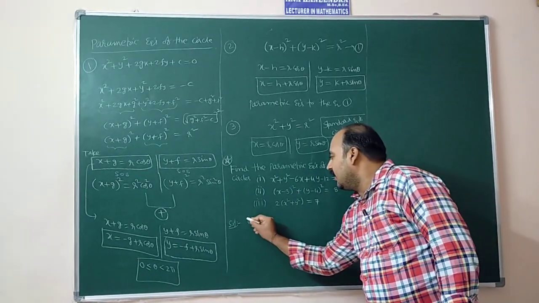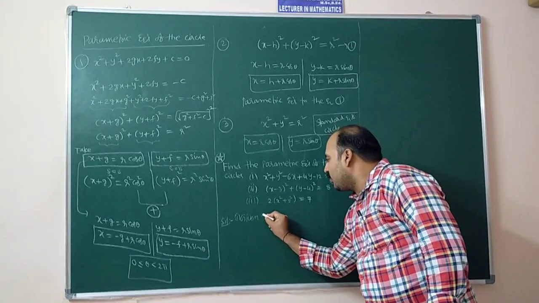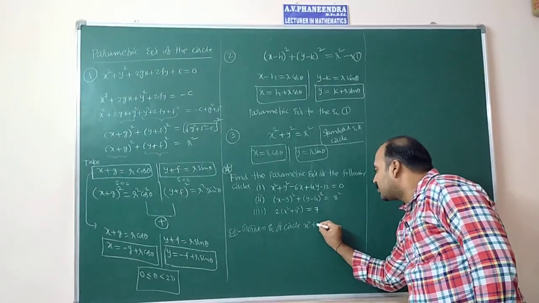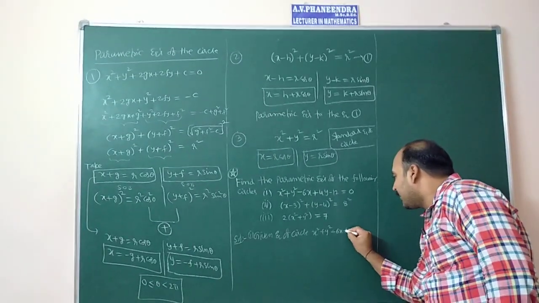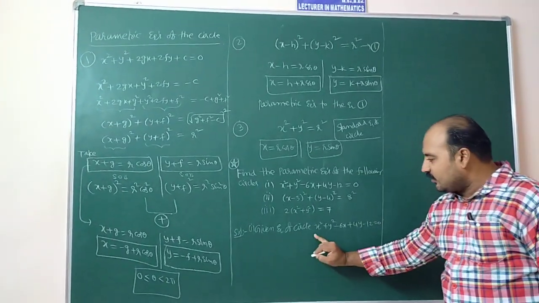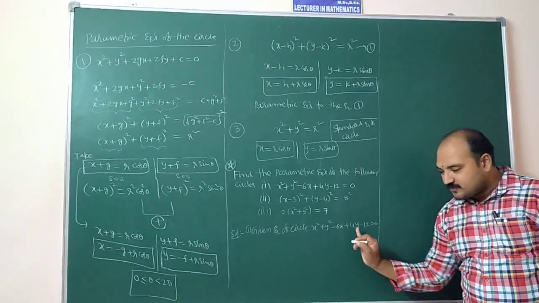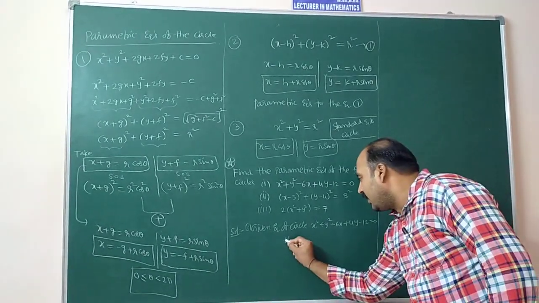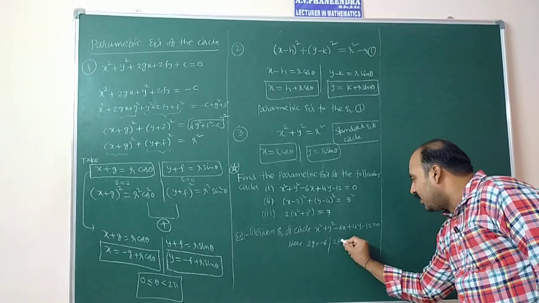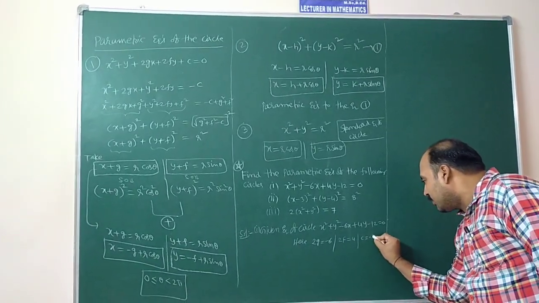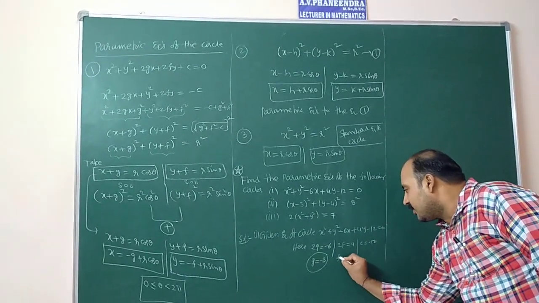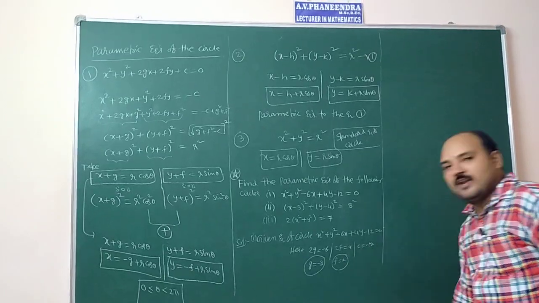The given equation of circle, first question: x square plus y square minus 6x plus 4y minus 12 equal to 0. You have to compare this equation with the general equation of circle x square plus y square plus 2gx plus 2fy plus c equal to 0. Here 2g equal to minus 6, 2f equal to 4 and c is equal to minus 12. So g equal to minus 3, f is equal to 2 and c is equal to minus 12.